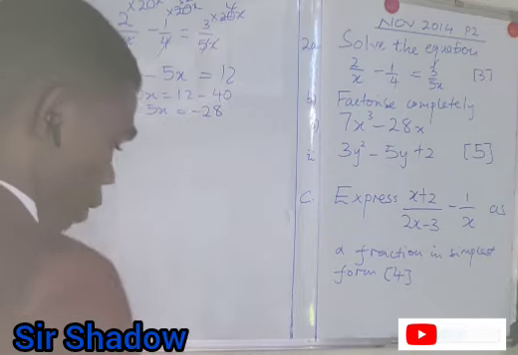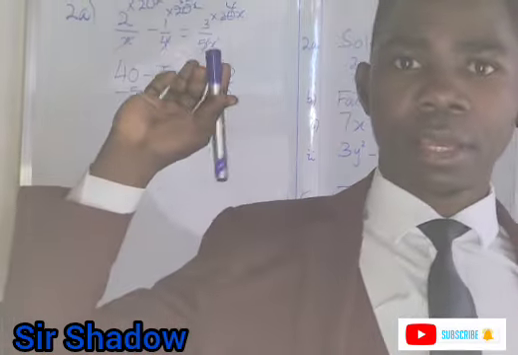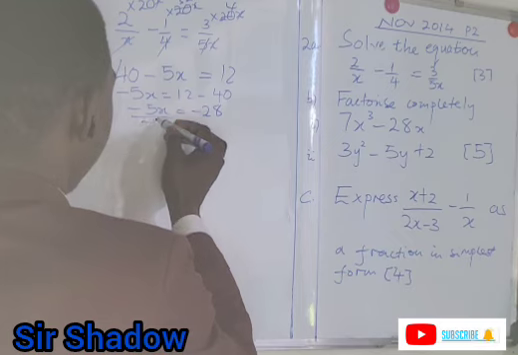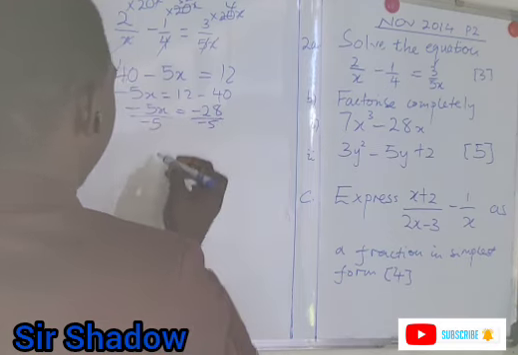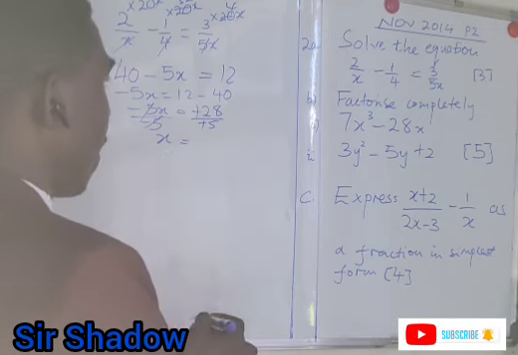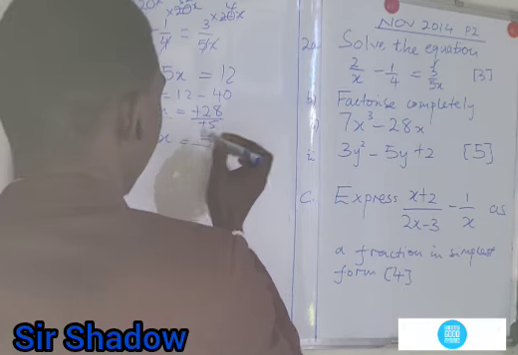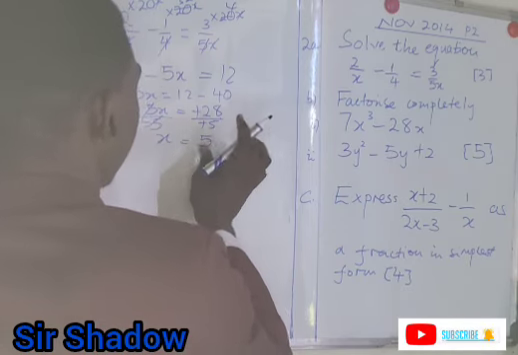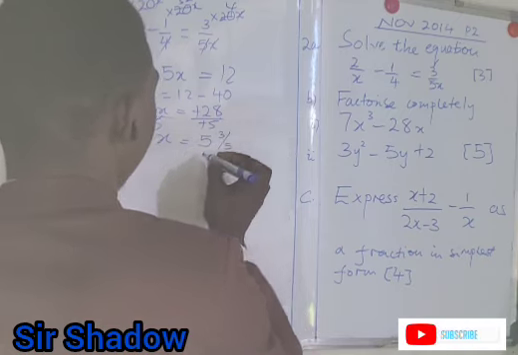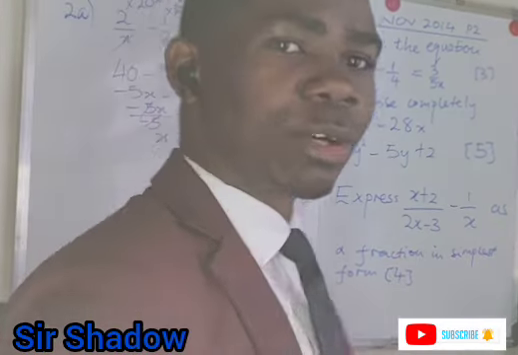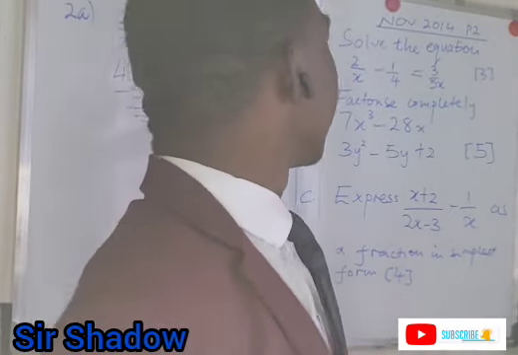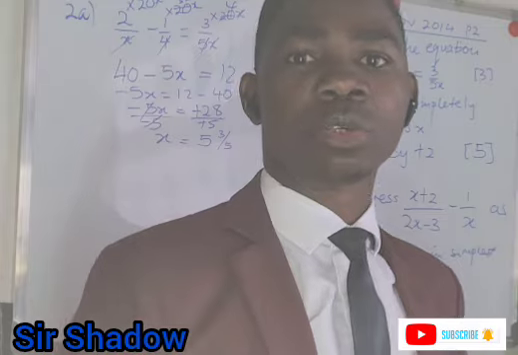It's negative. So for us to find the value of x from this given problem, we divide both sides by the coefficient of x. So divide both sides by negative 5. So x is equal to, negative divided by negative is positive, 28 over 5, which is 5 wholes 3 over 5. So this is how to find the value of x from the first question 2A, where we were asked to solve the equation.